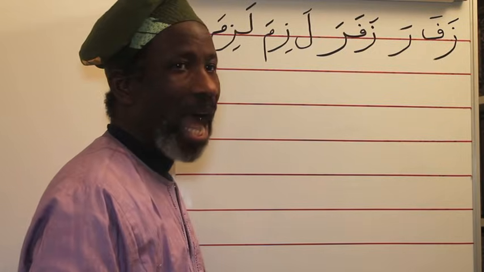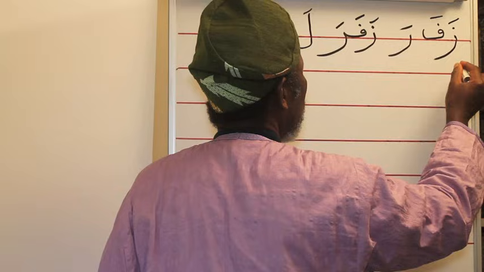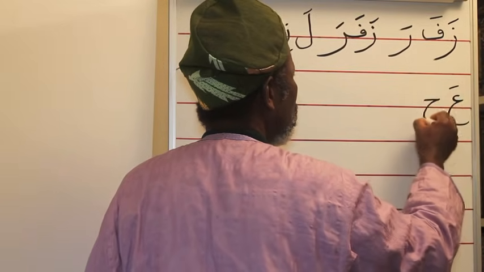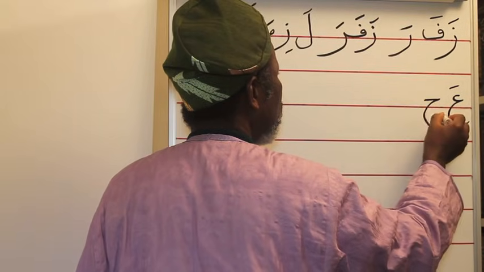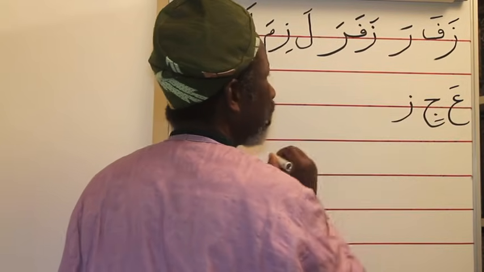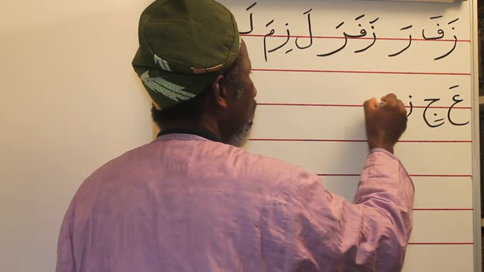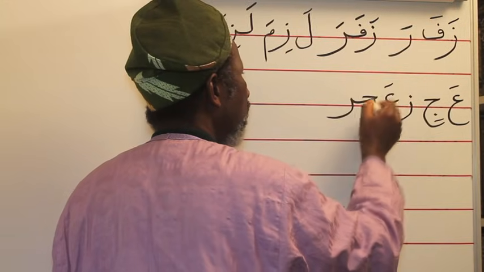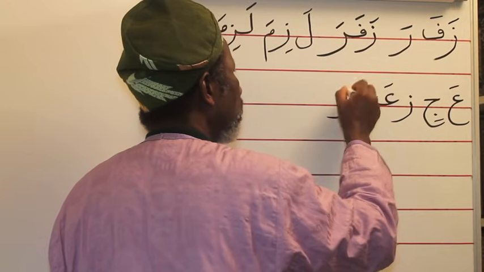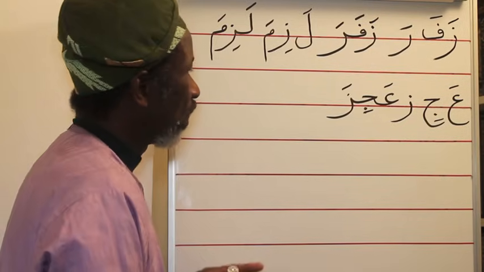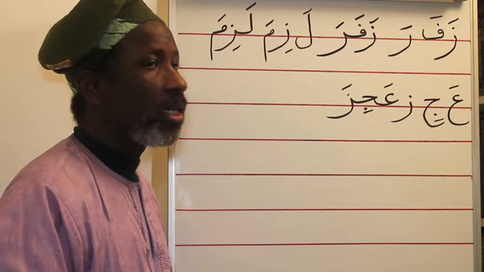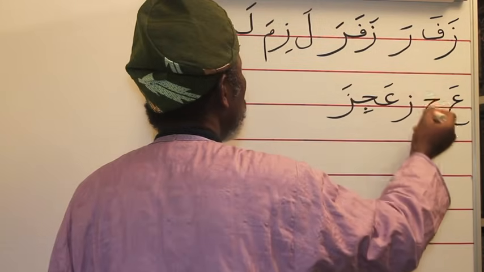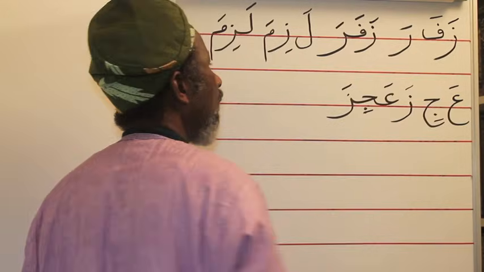Zayn in the end. Ajiza. A. Ji. Za. Ajiza. Note how the jim is sitting on top of the chair provided. So we have ajiza, ajiza, ajiza.